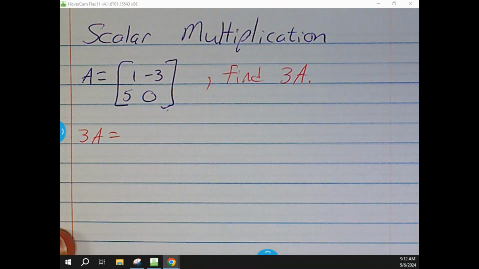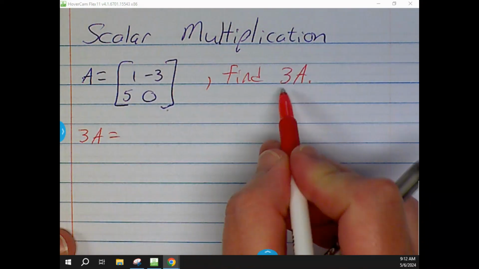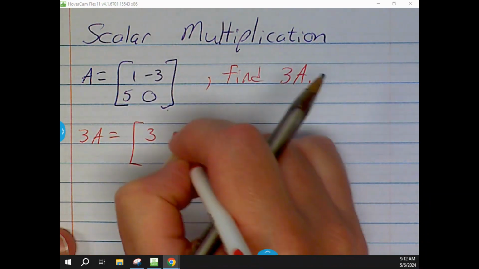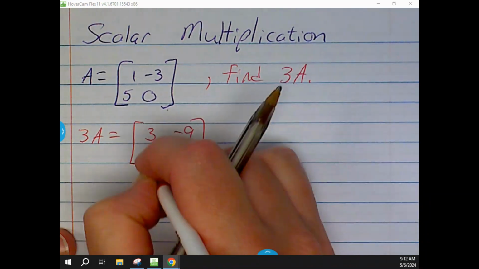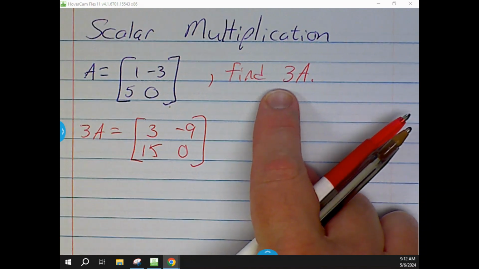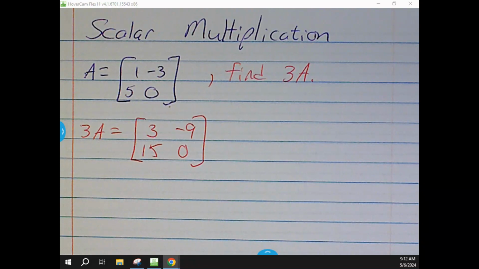Okay, and this is, again, where it should be really easy. You take the entire matrix, and you take every single number, and you multiply it by 3. So this becomes 3. This becomes -9. This becomes 15, and that becomes 0. And that's all scalar multiplication is. You're just taking a matrix and you multiply every single value in that matrix by whatever number they give to you. Could be a fraction, could be a whole number, could be negative, could be anything. But again, you're just taking every single value, and you multiply it by whatever specified number they give to you.